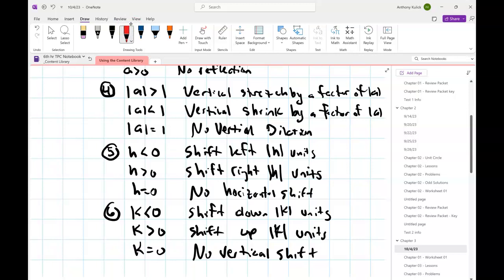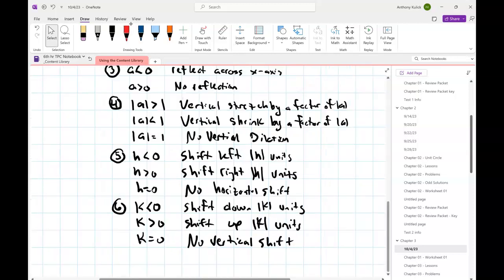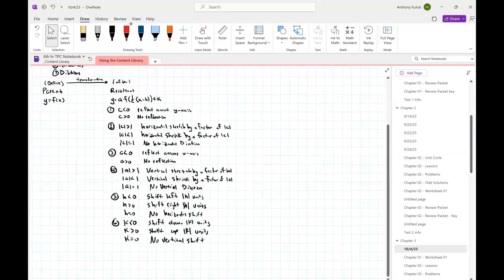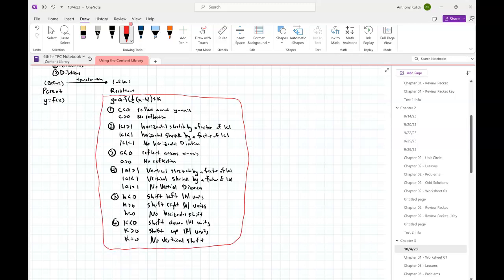So we have all this stuff here. Guess what Mr. Kulik's going to say about all this stuff? This is all stuff that should be memorized, or at minimum, if you're a bad memorizer, this stuff would be prime note card stuff.